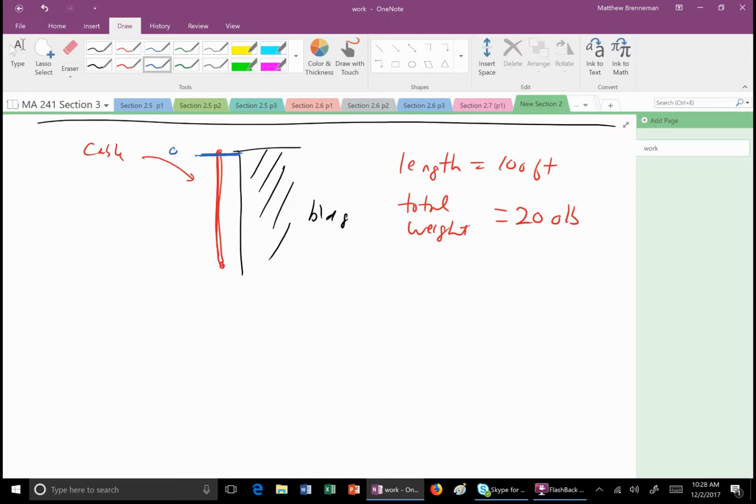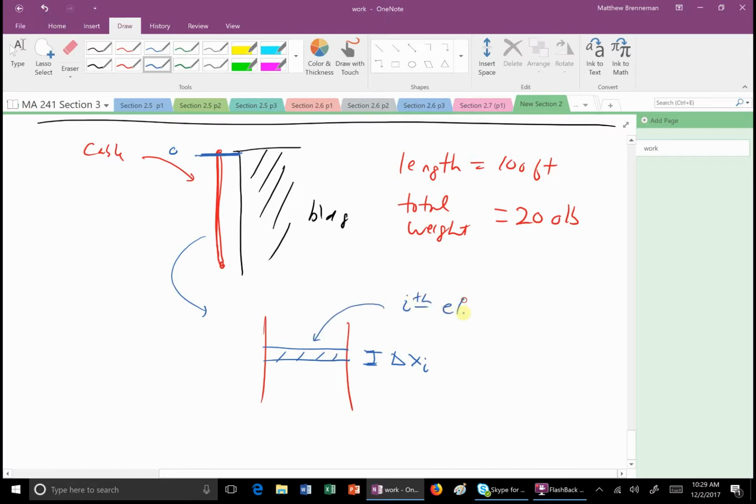We're going to slice this into what we call elements. So I'm going to take this cable, blow it up, and slice it into little thin sections. I'm going to call these little sections elements, and this is going to have some height, delta xi. This is the ith element right here. And obviously it's going to have some height xi.